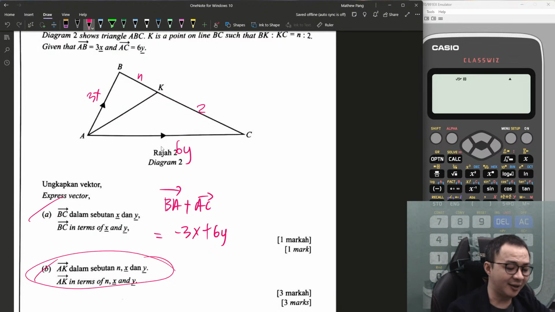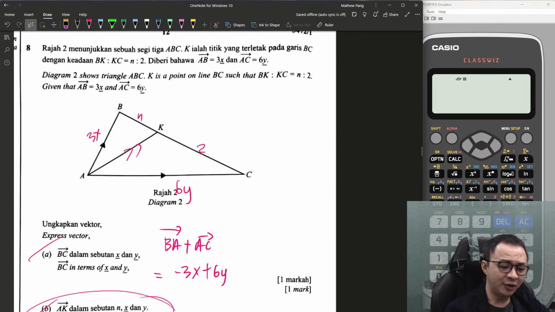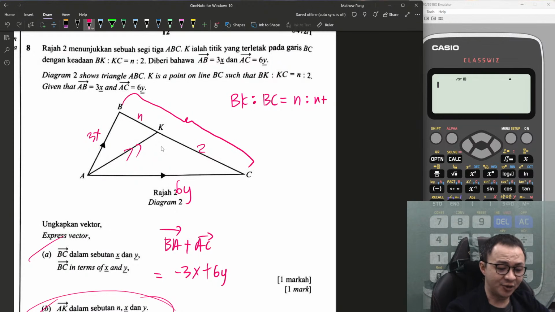Okay, AK is a bit hard. Not very hard, but they actually want you in N, X, and Y. Okay, so right now what I want to do is, in order to get the AK here, I want to get BK first. So I'm going to use the ratio, but I will change a little bit. So if BK ratio BC, what do we get? BK is ratio N, right? And BC is from here all the way to here, isn't it? So it's basically N plus 2, right? So therefore, BK over BC must be N over N plus 2. So therefore, BK itself should be N over N plus 2 BC.